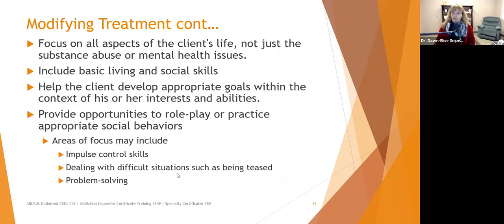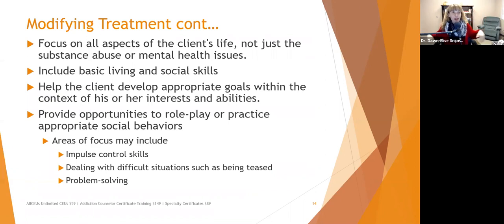Focus on all aspects of the client's life, not just the substance abuse or mental health issues. Obviously, this is geared towards clinicians. Clients will come in with FASD as a diagnosis or some level in there, but they will also likely have another mental health or substance abuse issue. Okay, got those things, but we also need to focus on biopsychosocially.